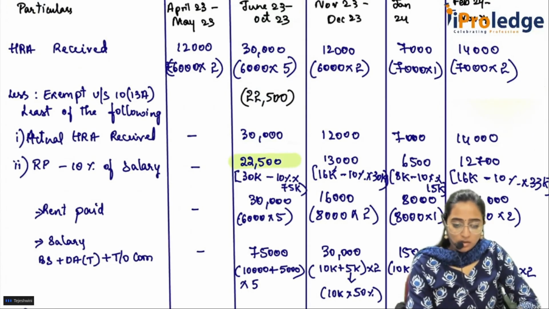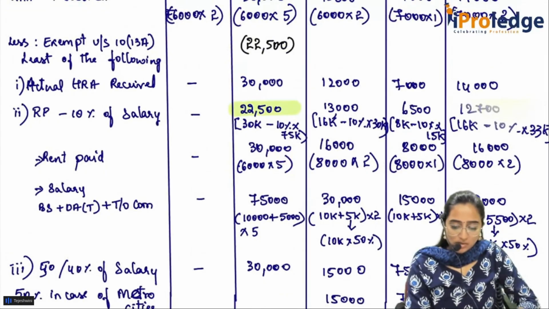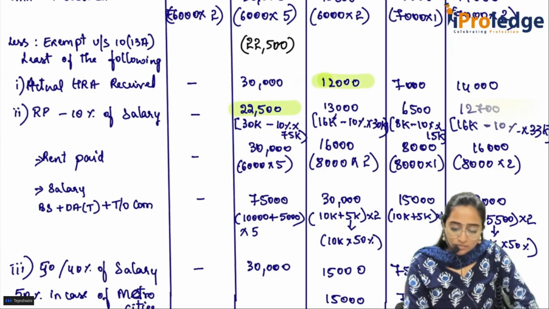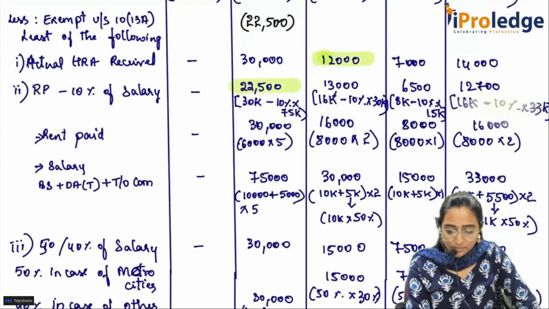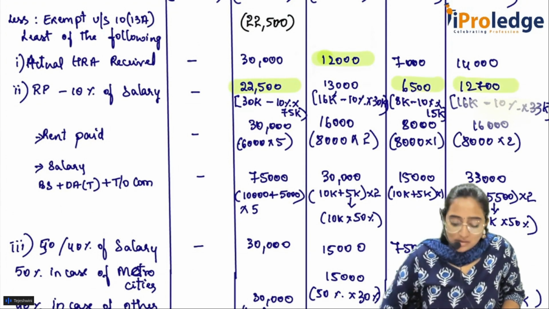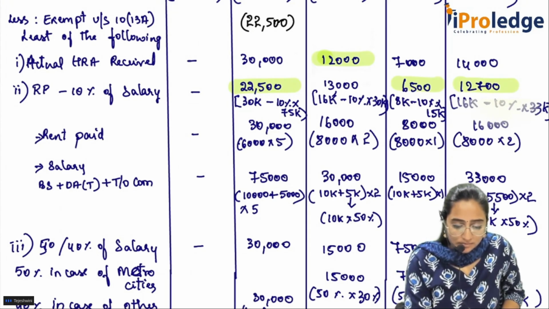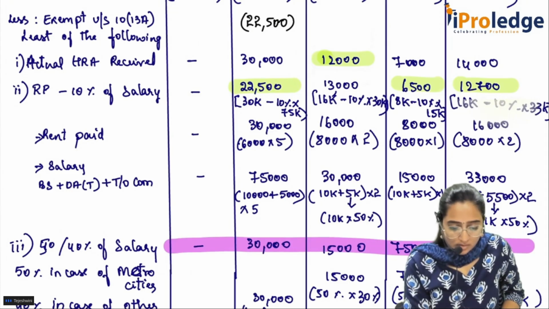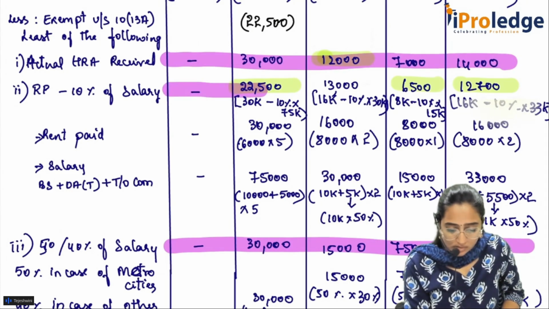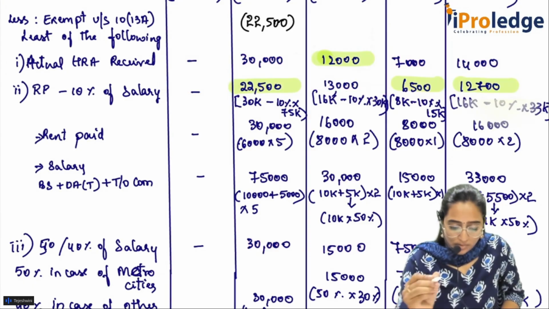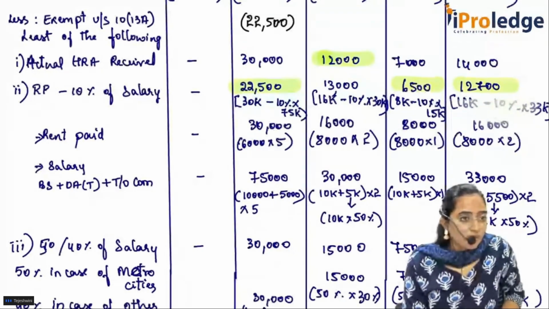Now you have the least of the following. Tell me the least of the following for this situation. 12,000, 13,000, 15,000. Which one? 12,000 is the exempted amount. Next, 7,000, 6,500 and 7,500: 6,500. Next, 14,000, 12,700, 16,500: 12,700. This is going to be the final amount. Done? Everyone? Clear? Okay.